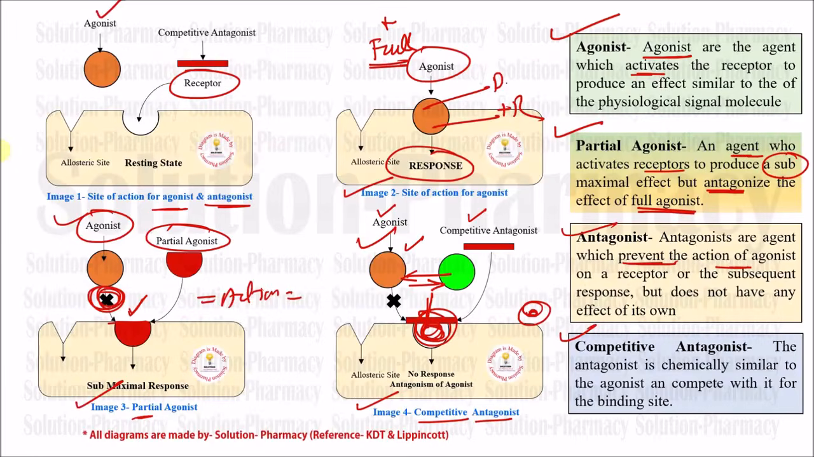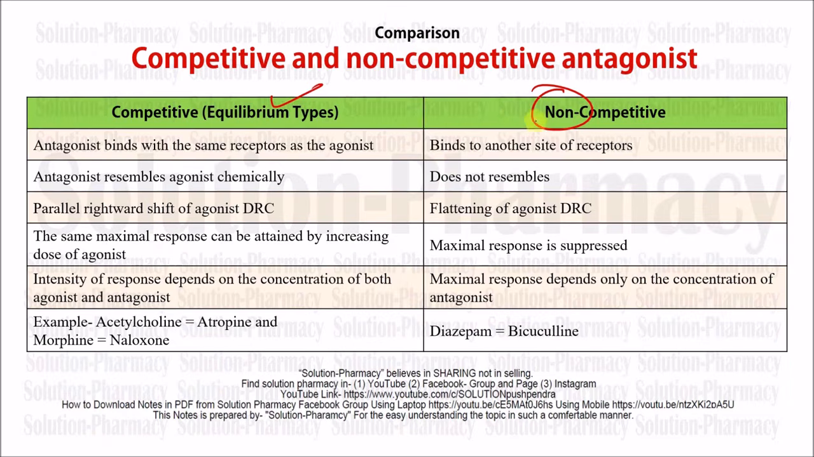Let's go back again. Here in this image, the binding site is single, but both agonist and antagonist are fighting to achieve the same binding site. So this is called competitive antagonist. And in case of non-competitive antagonist, it binds to another site of the receptor, not the same site.